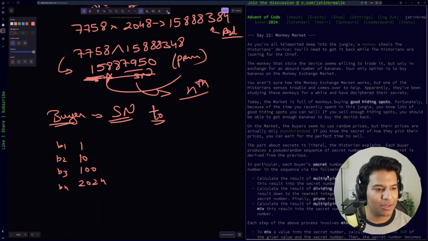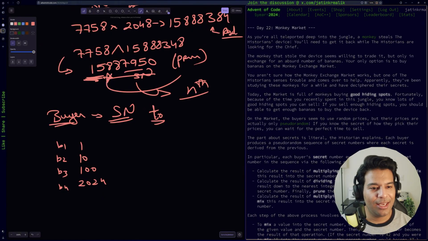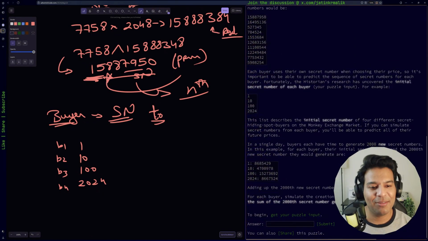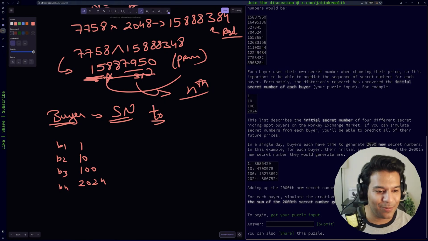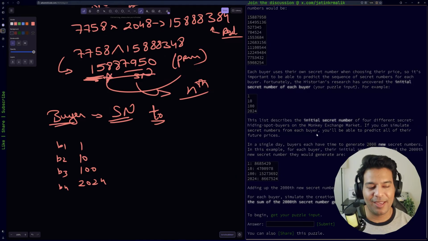Was it Monkey or is it Money? I think we probably read it wrong. It's Monkey exchange market, or MEM for short. It doesn't really matter. It's just the syntax around the problem. The core of the problem is something very different, but yeah.